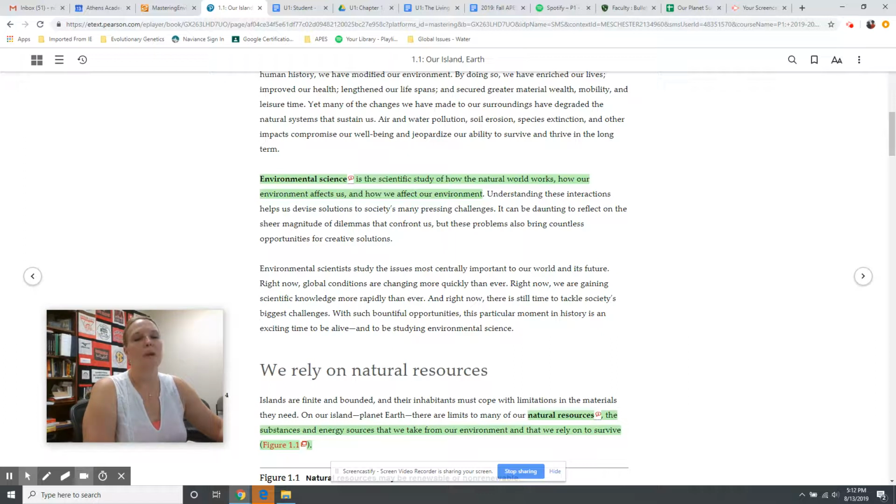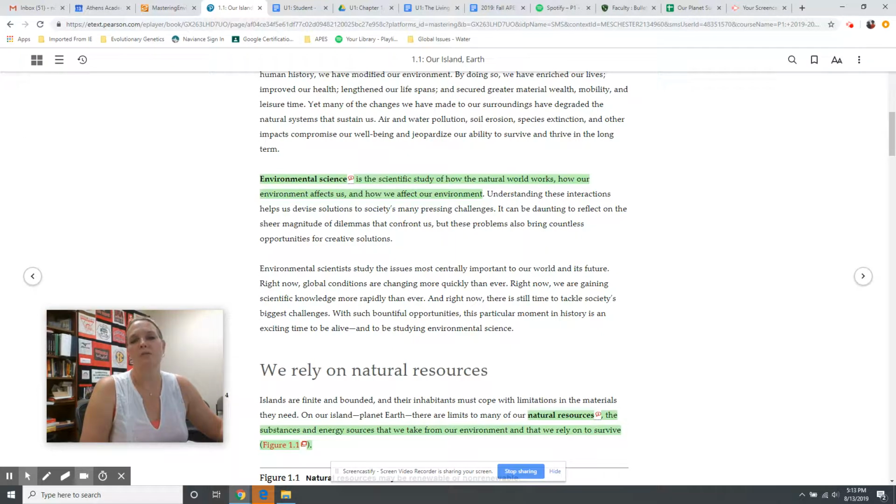You may or may not have heard of a fellow by the name of Barry Commoner. Barry Commoner wrote a book called The Closing Circle in the early 1970s, and he kind of laid out 4 what he called laws of ecology. And they are these. Number 1, everything is connected to everything else. Number 2, everything must go somewhere. Number 3, nature knows best.